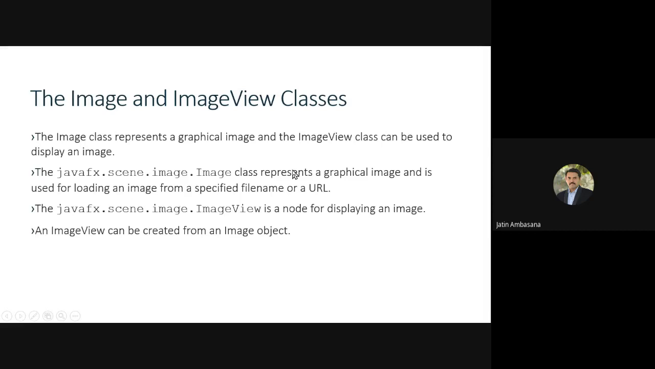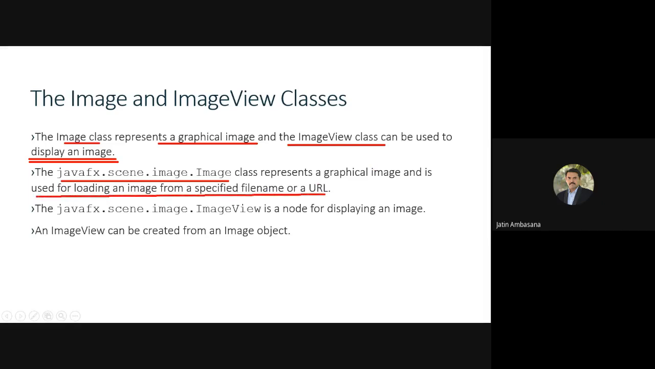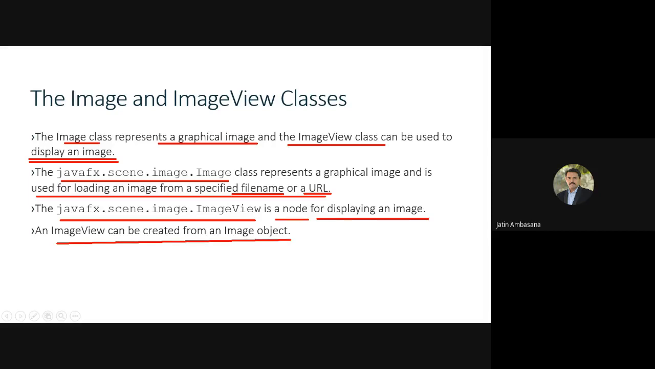Then comes the Image and ImageView classes. The Image class represents a graphical image, and the ImageView class can be used to display an image. The javafx.scene.image.Image class represents a graphical image and is used for loading an image from a specified file name or even a URL. You can use a URL or a file name. The ImageView is a node for displaying an image, and an ImageView can be created from an Image object.